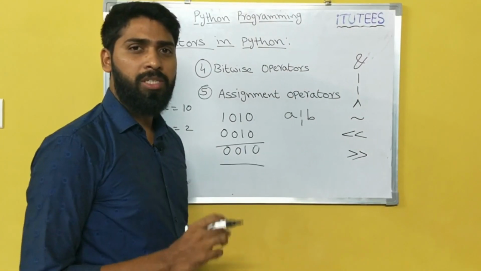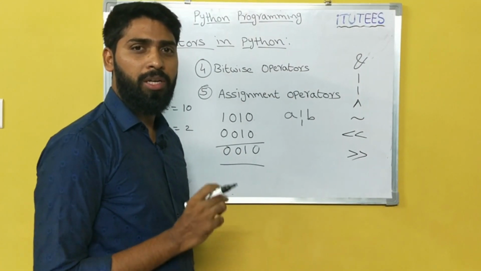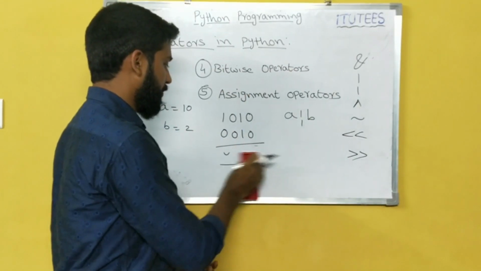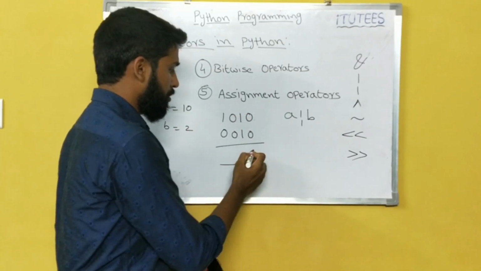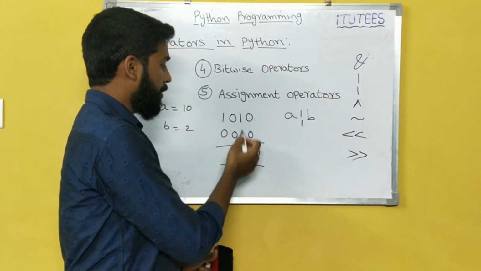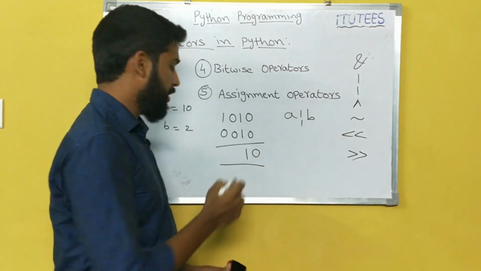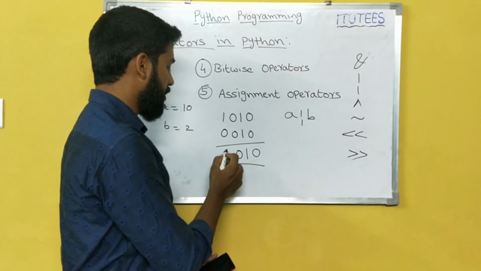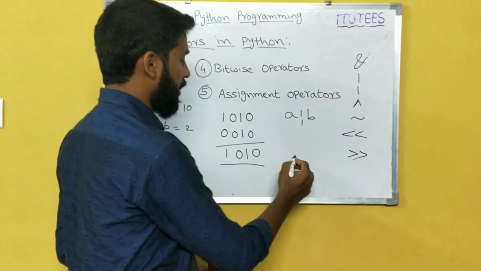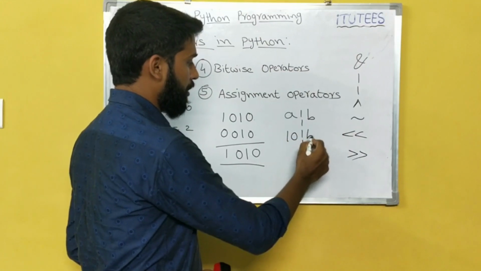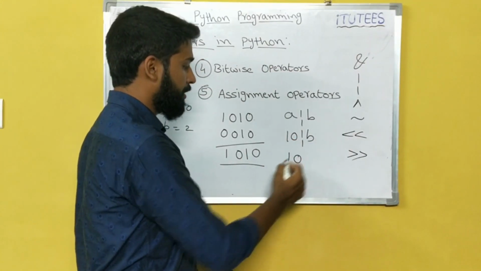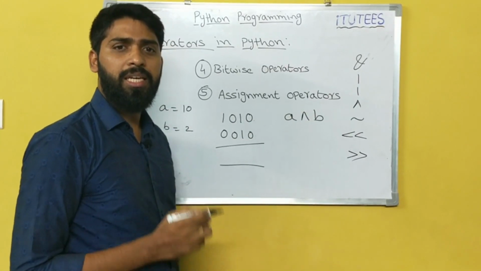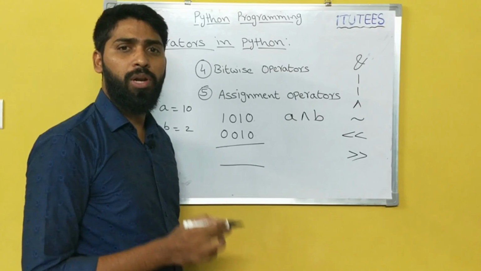Now the OR operation sets each bit to 1 if any of the bits is 1. Now we can see. 0 0, so the result is 0. If any one bit is 1, the result bit is 1. Here 1 0, the first bit is 1, so the result is 1. So 10 or b, what does it return? It returns 10.